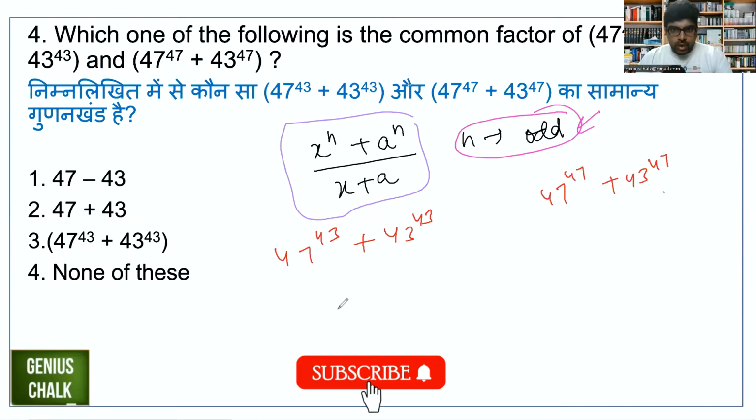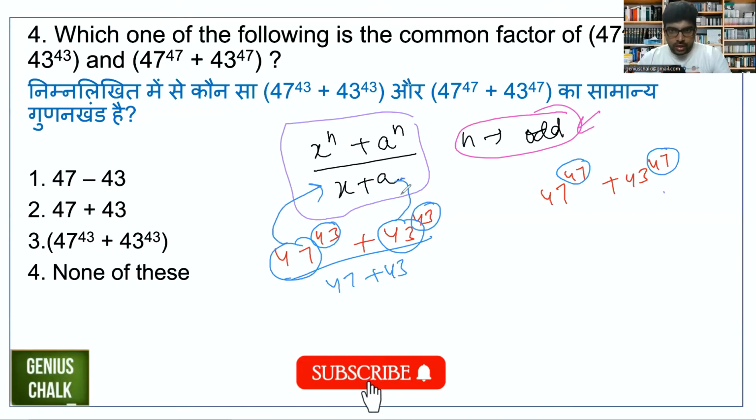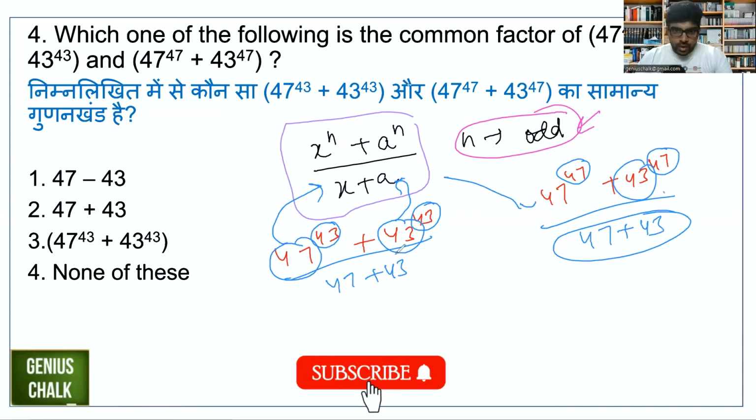First thing, observe, n is same. You observe here, this is your n and n is same. Here also n is same. So as per the rule, this must be divisible by 47 plus 43, because this is x, this is a. Compare here, this is x, this is a. Similarly, 47 is x and this is a. So that means this is divisible by 47 plus 43, which is given in the second option, right? So this is the answer. All right, let's go ahead.